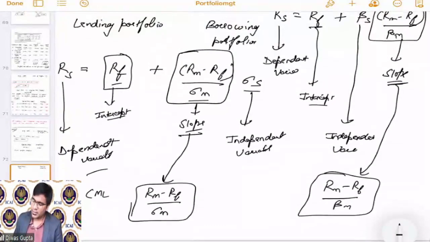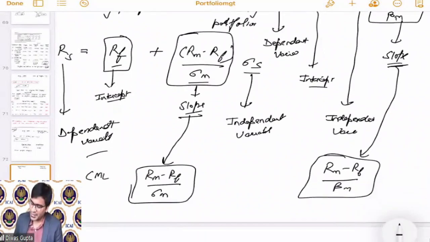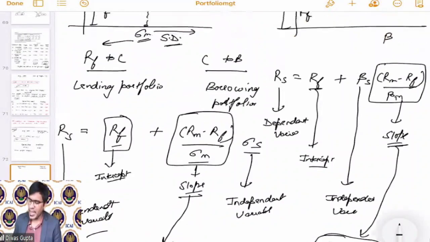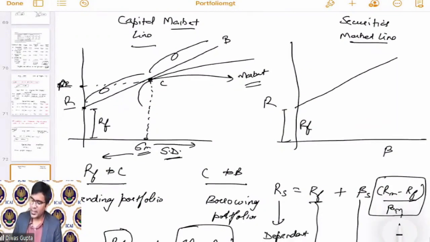Okay, so what I'm trying to say is that every concept is linked. So your understanding has to be perfect. So for the capital market line, this is the Sharpe ratio, and this is the Treynor ratio. And both of them work on this: one works on standard deviation, another one works on beta. This is it from my end on the two lines.